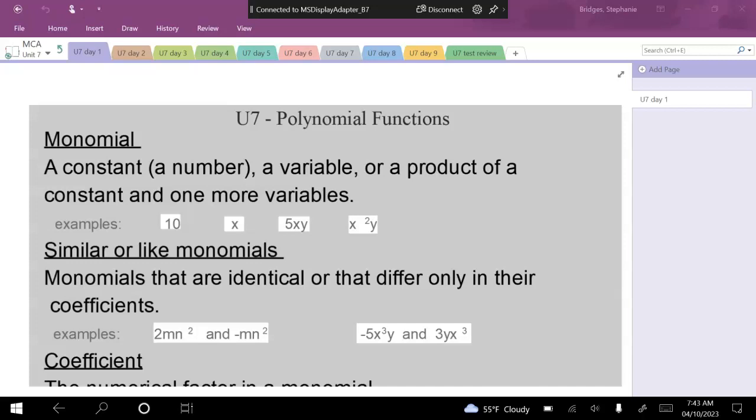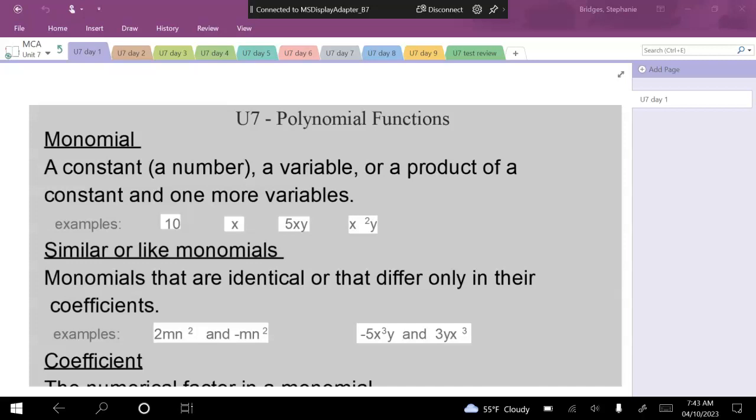It is all stuff that you should have done before. However, we're going to start today by classifying them by their names. That is in how many terms they have. So a monomial is a constant, one term, okay? It can be a number, it can be a variable, and it can be a product of any numbers or variables. So some examples, 10, that's just a single number, that is a constant term, that's a monomial.